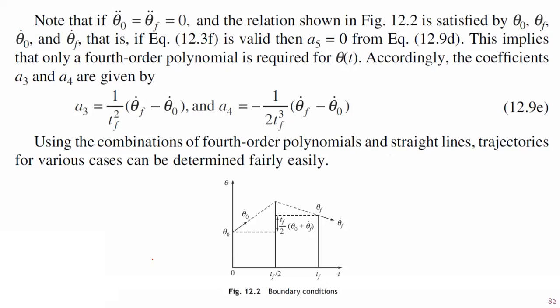Accordingly, the coefficients a3 and a4 are given by a3 is equal to 1 upon tf square into bracket theta f dot minus theta naught dot, and a4 is equal to minus 1 upon 2 tf cube into bracket theta f dot minus theta naught dot. Using the combinations of fourth order polynomials and straight lines, trajectories for various cases can be determined fairly easily. Therefore, same figure is there, figure 12.2.